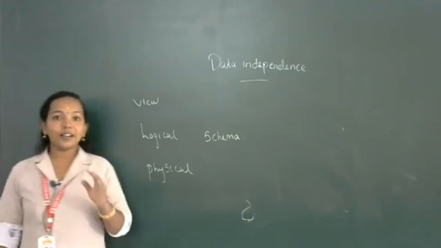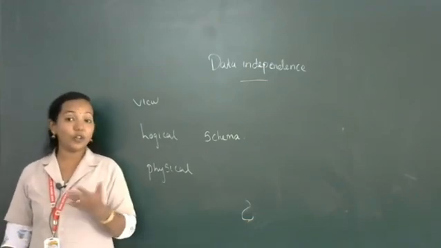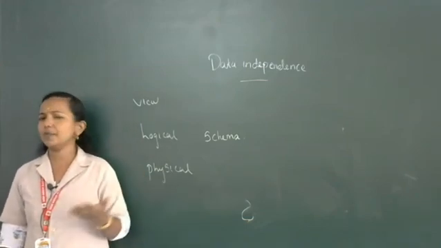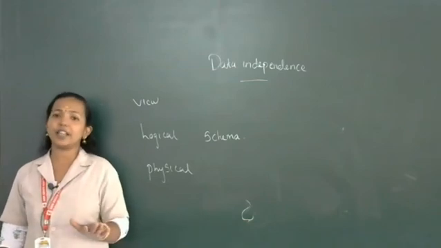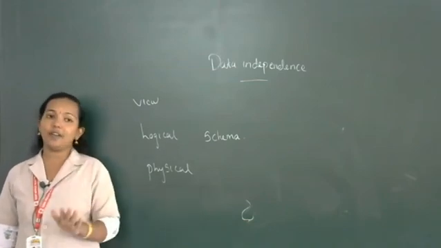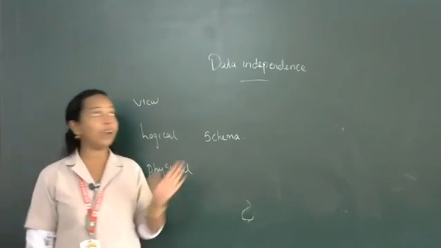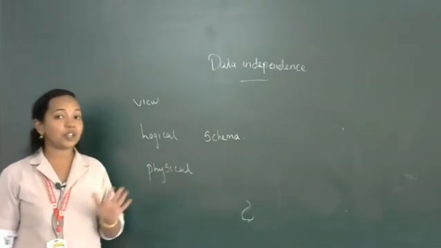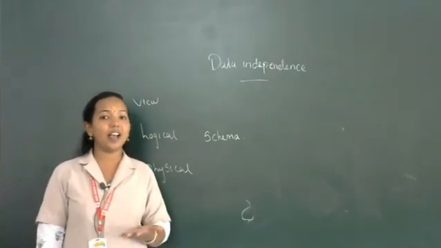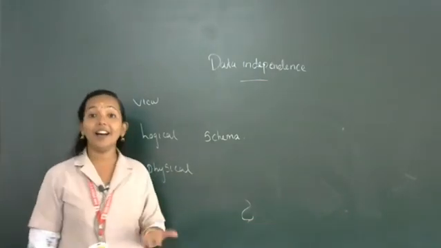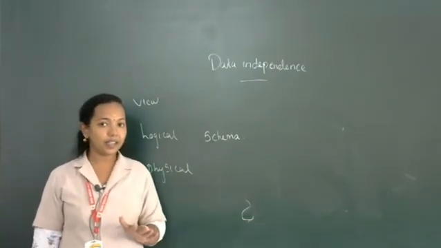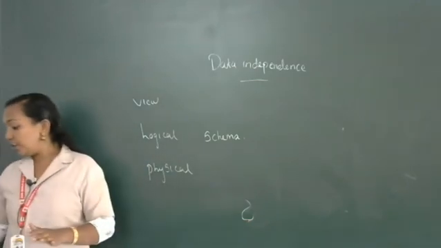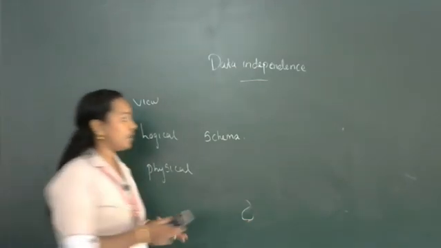Many terms are present, like normalization forms and other terms, but they are not described in your textbook. You only need to study the definition. What does data independence mean? The ability to modify the schema definition without affecting the next higher level is known as data independence. Clear?